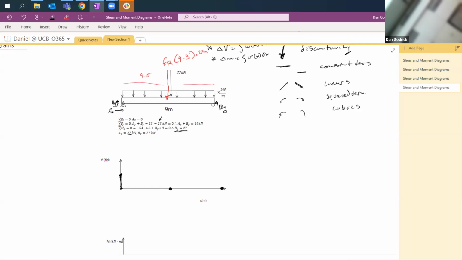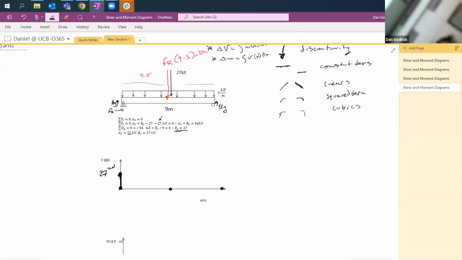So how does our reaction force act? Well, our reaction force acts as a discontinuity. So at the start, we always start our shear diagram at 0, but also at 0, we go straight up to 27 kilonewtons.